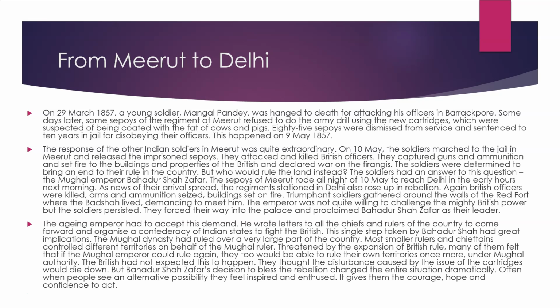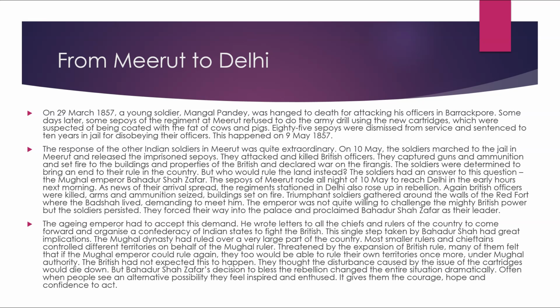The response of the other Indian soldiers in Meerut was quite extraordinary. On 10th May, the soldiers marched to the jail in Meerut and released the imprisoned sepoys. They attacked and killed the British officers. They captured the guns and ammunition, set fire to the buildings and properties of the British, and declared war on the Firangis. The soldiers were determined to bring an end to their rule in the country. Who would rule in the land instead? The soldiers had an answer to this question: the Mughal Emperor Bahadur Shah Zafar.